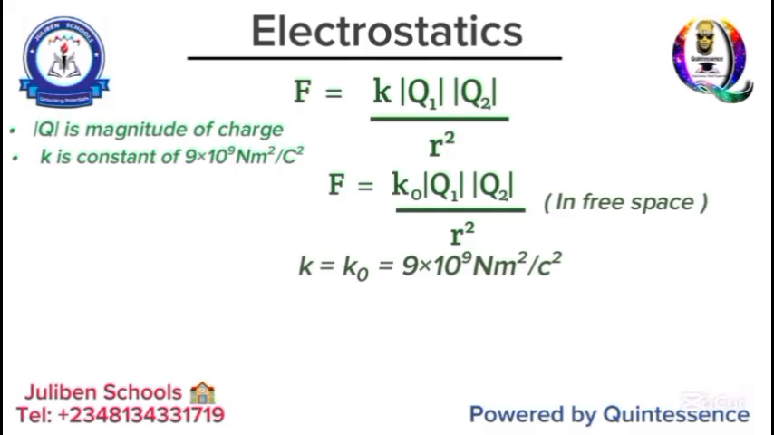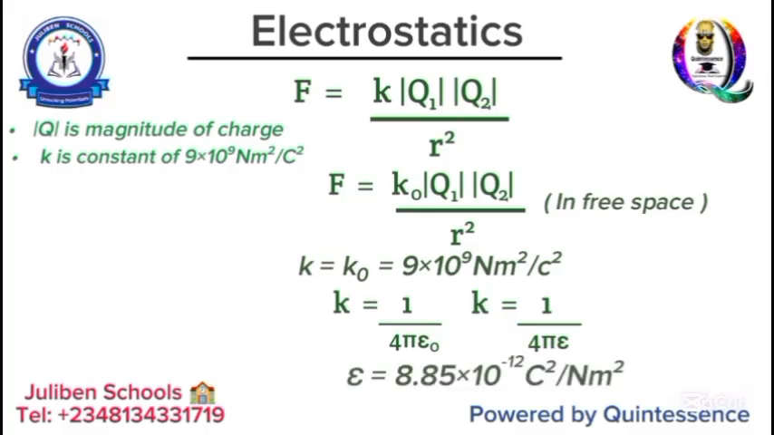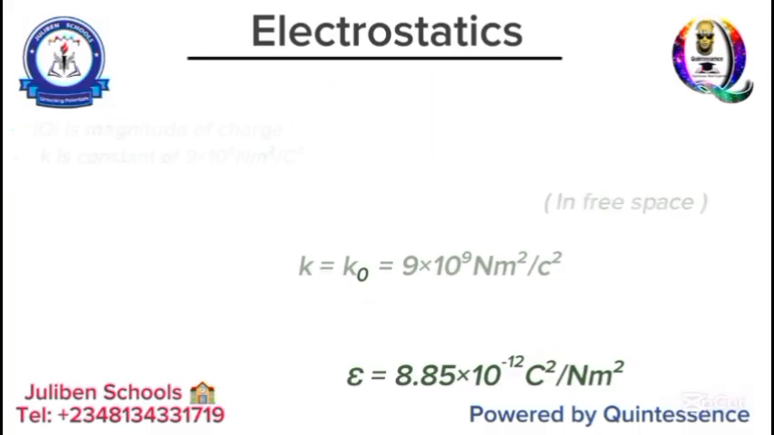Now, one thing you need to understand is the value of K is 1 all over 4 pi epsilon 0 if it is in free space. But if it is not in free space, it's 1 all over 4 pi epsilon. And that value is 9 times 10 raised to the power 9. But the epsilon is 8.85 times 10 raised to the power minus 12, right? So you have to understand this very vividly, and it's very clear.